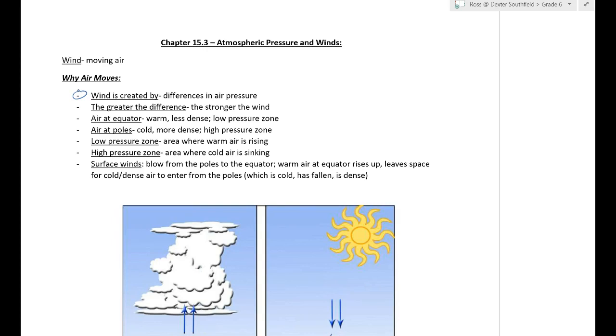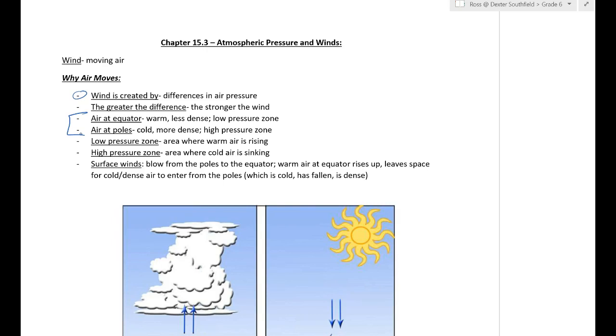So if you have only a small difference between two areas, you're going to have a light wind. If you have a very high air pressure and a very low air pressure, then you're going to get a strong wind. So the reason that this happens, why we get areas of high and low pressure, is explained pretty easily through two examples, air at the equator versus air at the poles.